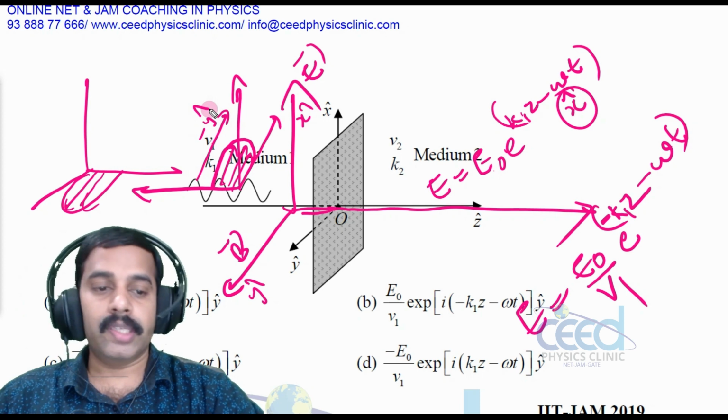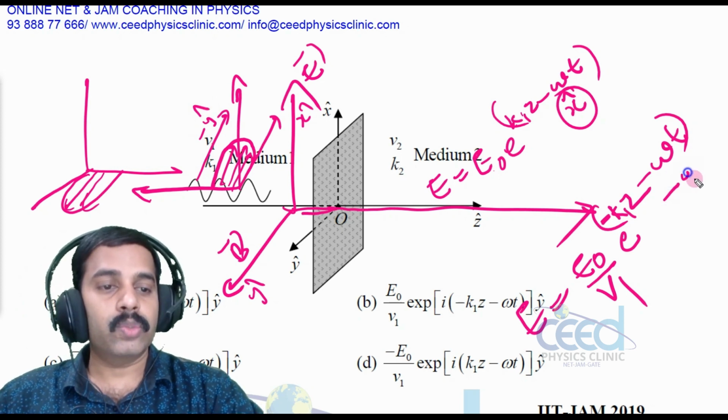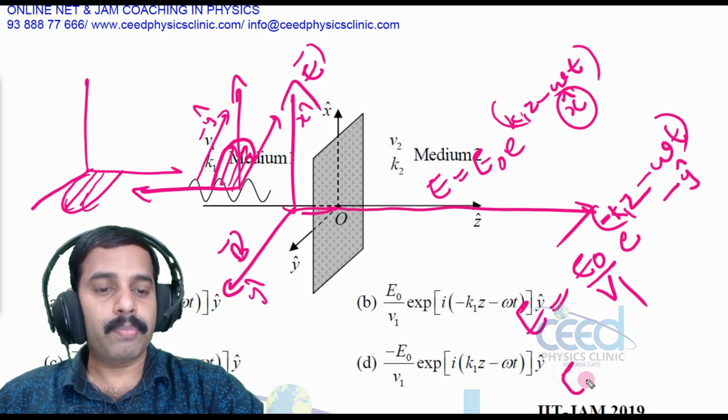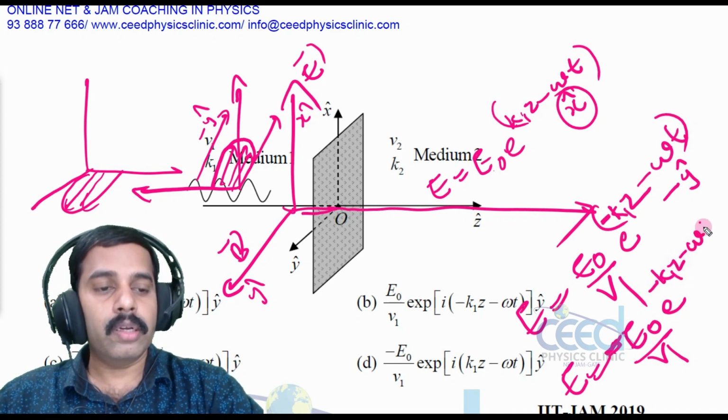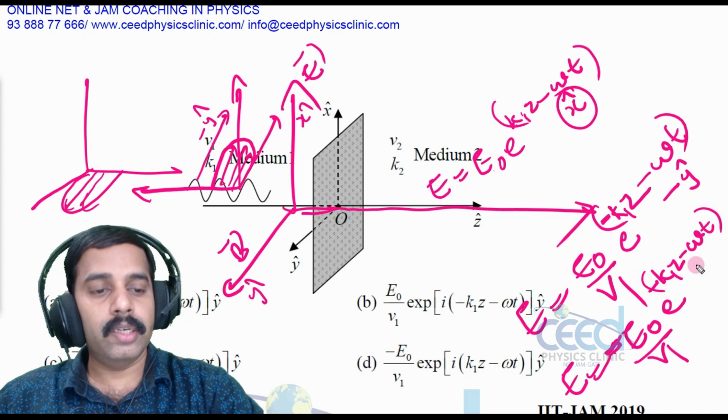The magnetic polarization changes to the minus y cap direction. So I can represent E is equal to minus E0 by V1 e raised to minus K1Z minus omega t, right?